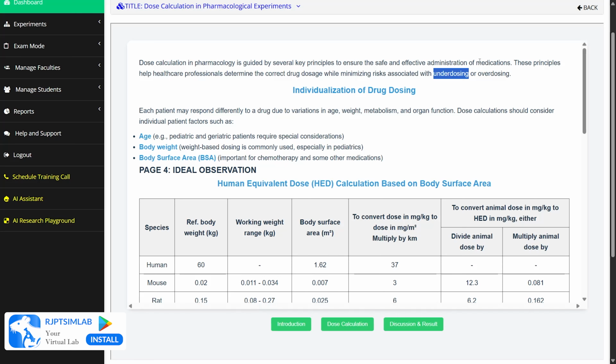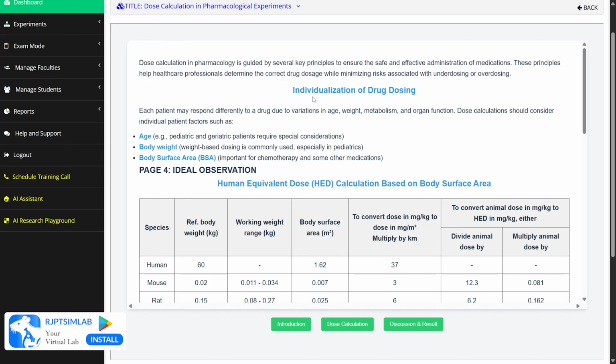And overdosing is the amount of drug which exceeds the therapeutic index, which means we have provided a large amount of drug which will only show toxicity. Increasing the dose will not increase the therapeutic effect. It will only increase the toxicity, and this is known as overdosing.